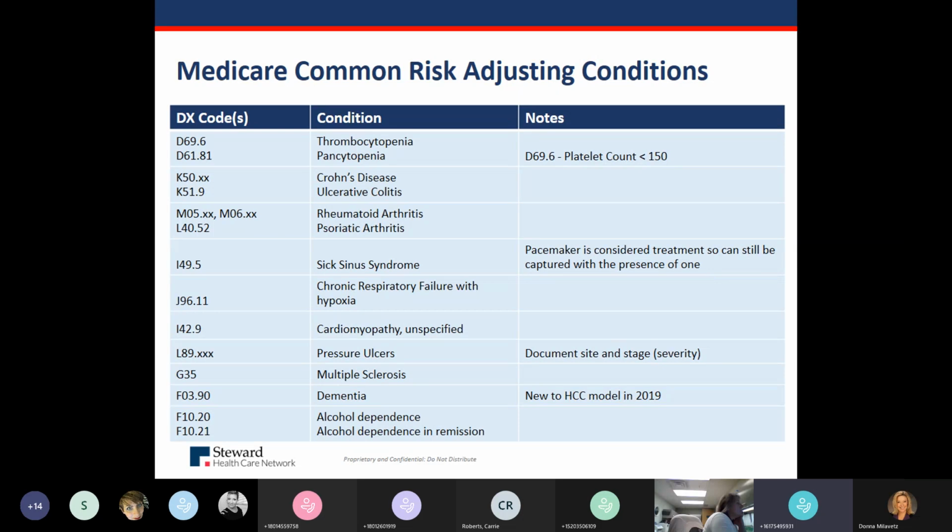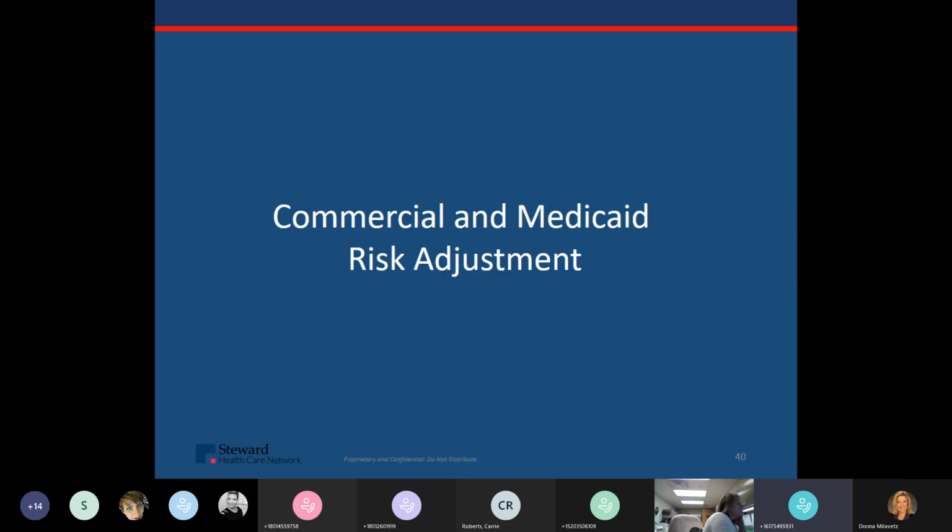So these are just more of Medicare, but I also want to mention that alcohol dependence or any type of drug dependence, even in remission, are still have risk value, even in remission, and affect the overall health of the patient. So it's still important to capture that, even if a patient's been sober for 5 years. That is considered remission. Next slide. So these are some commercial and Medicaid conditions.